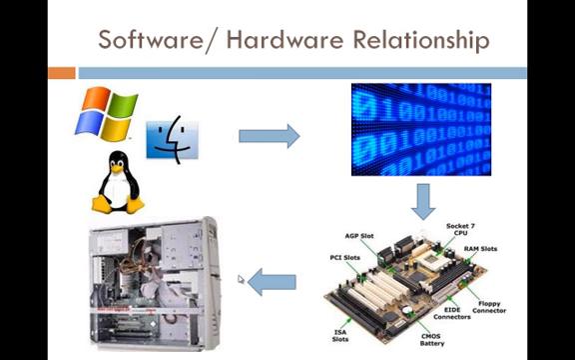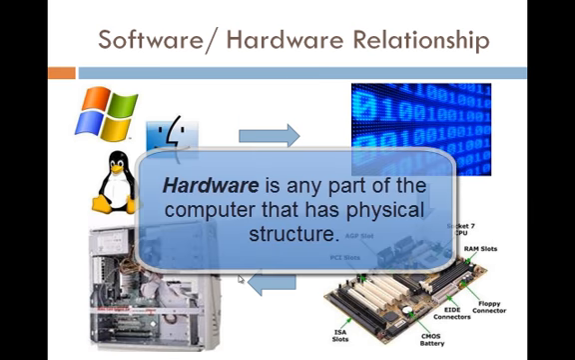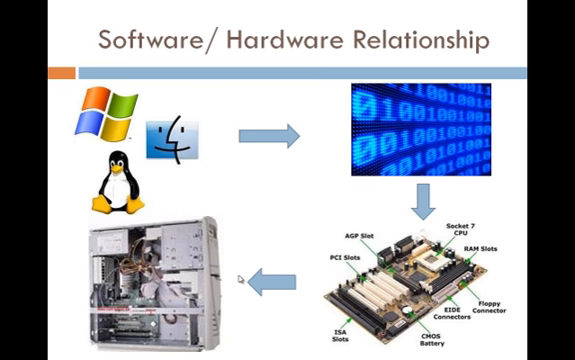Now let's talk about the software-hardware relationship. For people who are just using computers, all computers basically have two basic parts. One part being hardware, the other part being software. Hardware is any part of your computer that has a physical structure, such as maybe the computer monitor, the tower itself, or the keyboard. If you can touch it, it's hardware.